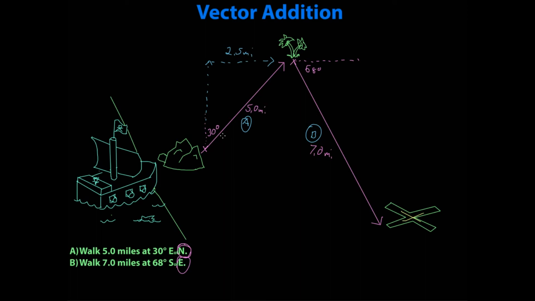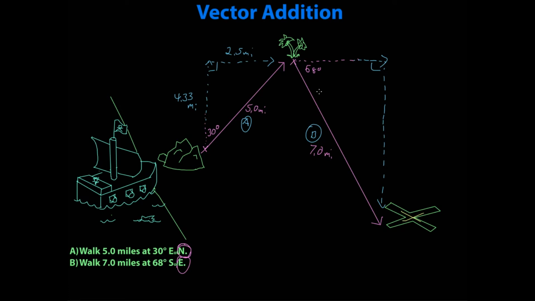And 5 miles times cosine 30 degrees is going to be 4.33 miles. On this side, my vector breakup, I'm literally going to use the dashed line I made to actually draw the vector in the first place. So this one breaks right and downward.